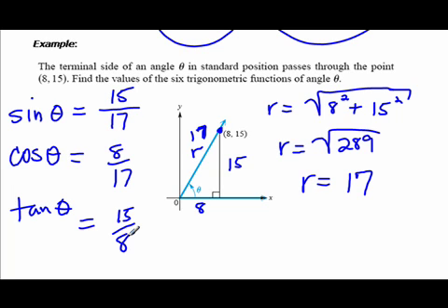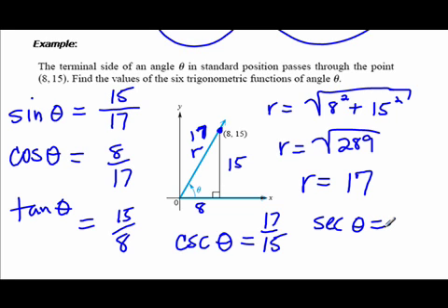Now we simply start forming reciprocals. Cosecant is the reciprocal of sine. That's 17 15ths. Secant theta, which is the reciprocal of cosine, 17 over 8. And our last one, cotangent, which is the reciprocal of tangent, is 8 over 15.